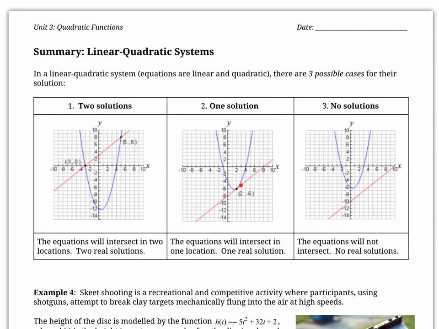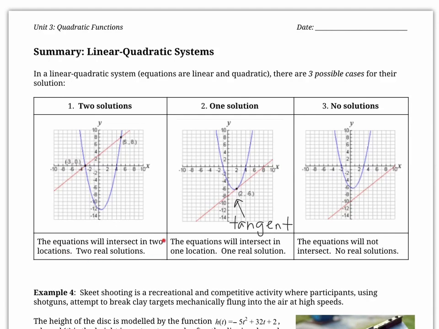The line could hit the parabola exactly once. That is called a tangent. Different than sine, cos, and tangent, this is a different type of tangent. It means it just hits the parabola or the graph one exact time, right there. Or it could miss it completely and not have any solutions at all.